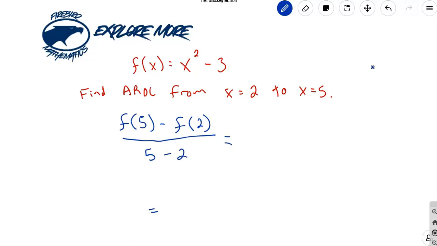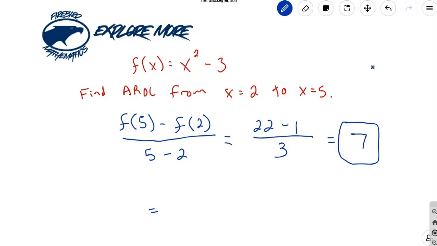Okay, and then to find the corresponding output values, for f of 5, we plug in 5 to our function. 5 squared is 25, minus 3 is 22. Plug in 2: 2 squared is 4, 4 minus 3 is 1. And then 5 minus 2 gives us 3 in the denominator. 22 minus 1 is 21, divided by 3 is 7. So we just found the average rate of change from 2 to 5 is 7.